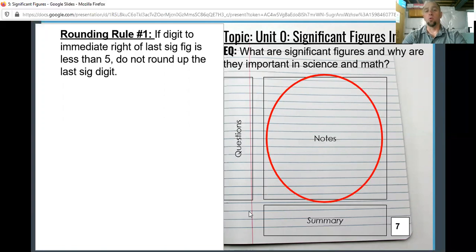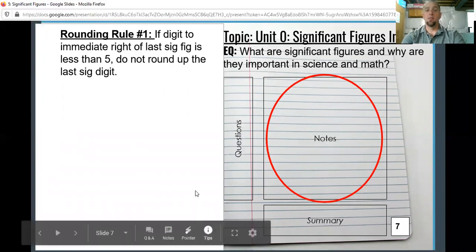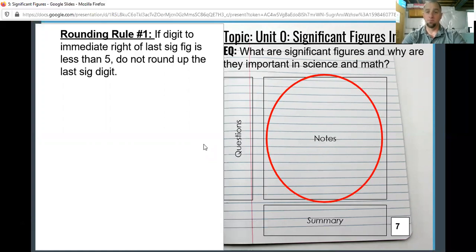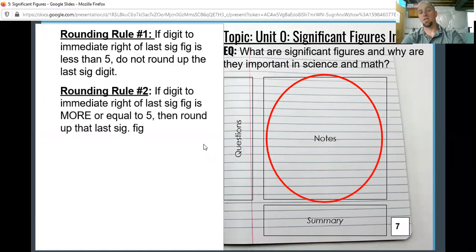So first rounding rule, you want to determine what your last significant figure is, okay? Then you go to the right of that figure. If that value is less than 5, you do not round up the significant digit. Again, we'll have some examples here. Okay, the second rounding rule is if that digit to the right of the last significant figure is more than or equal to 5, then we round up the last significant digit.